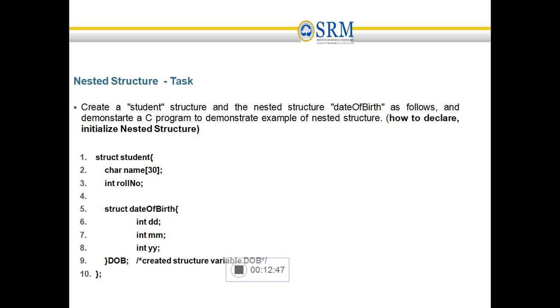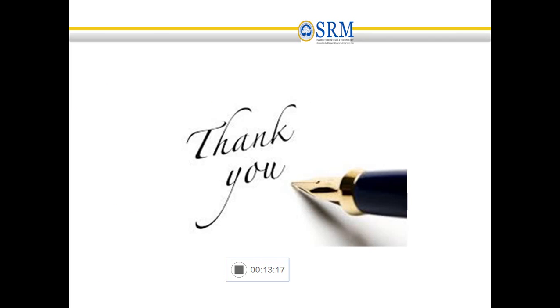This is a task you should do once you have understood these topics. Here two structures are shown: one structure is student, the outer structure, and inside it another structure is nested, date of birth. From this definition, students, please write a C program to demonstrate a nested structure: how to declare the structure, how to initialize this nested structure, and how to manipulate these structure members. Thank you, students.